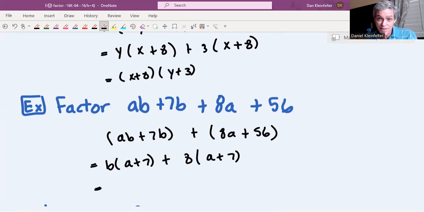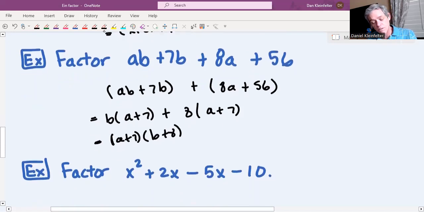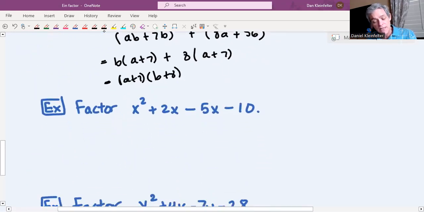If they're not the same, you can't continue. So either you've made a mistake or it doesn't factor in this way. But here we're okay. So we'll factor out that a plus 7, and then that will leave behind b plus 8 for our other factor. All right, good. So here's one more to try.